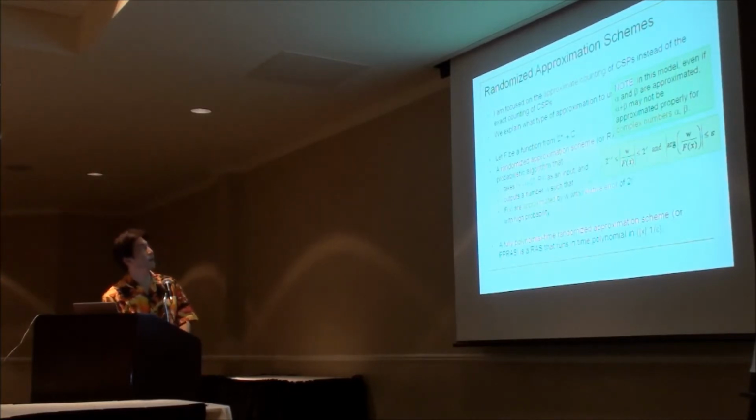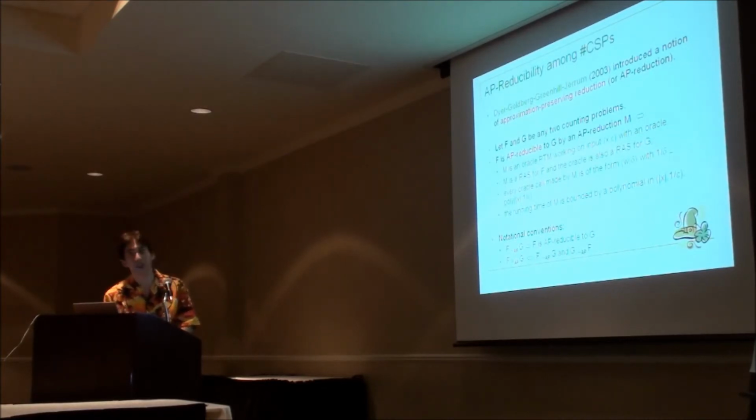An important thing about this relative error is that even though alpha and beta are separately approximated, that doesn't guarantee that alpha plus beta is also approximated. So we have to be careful about the summation.